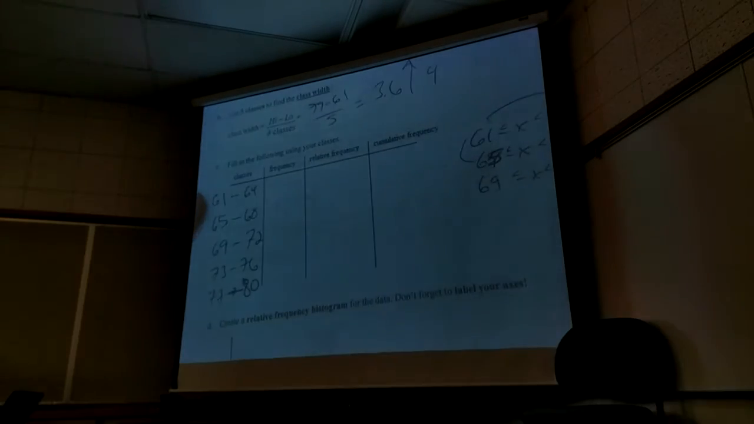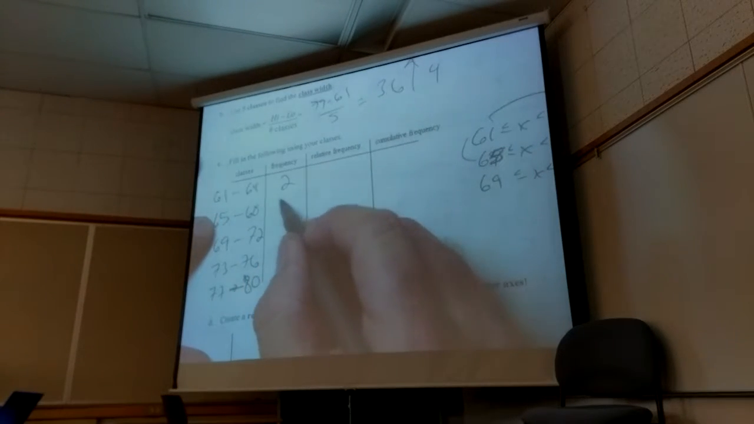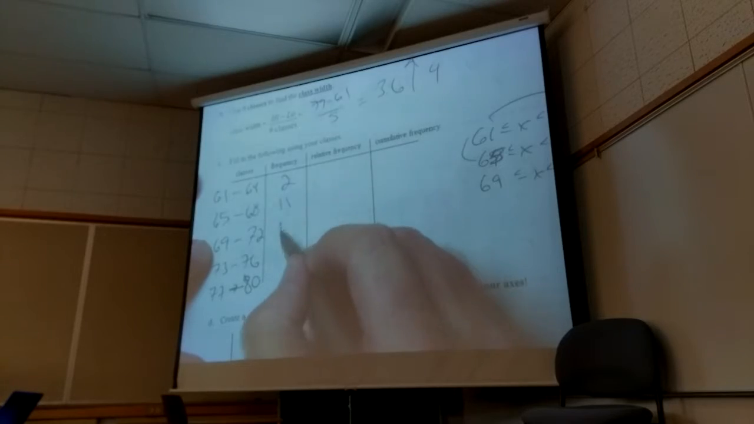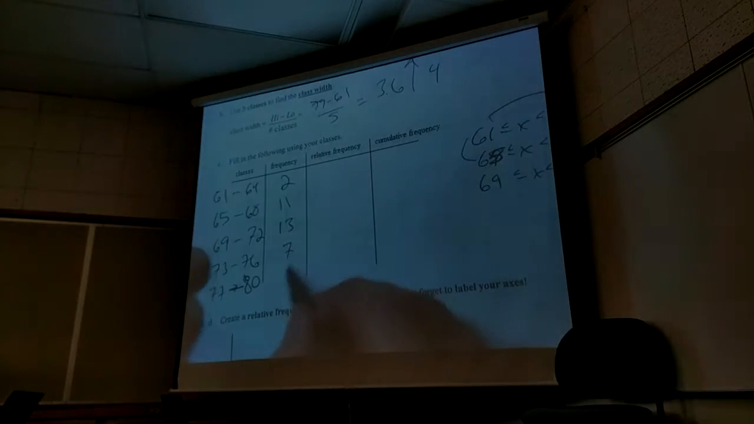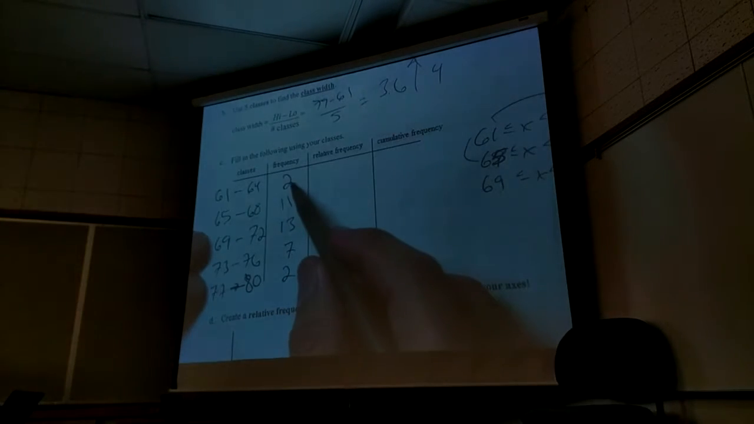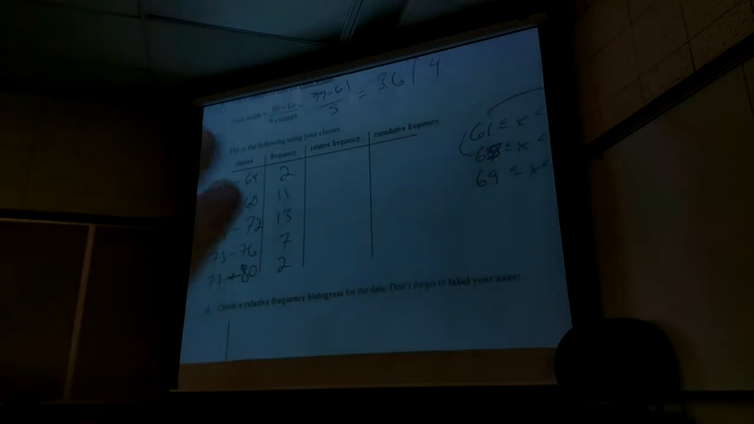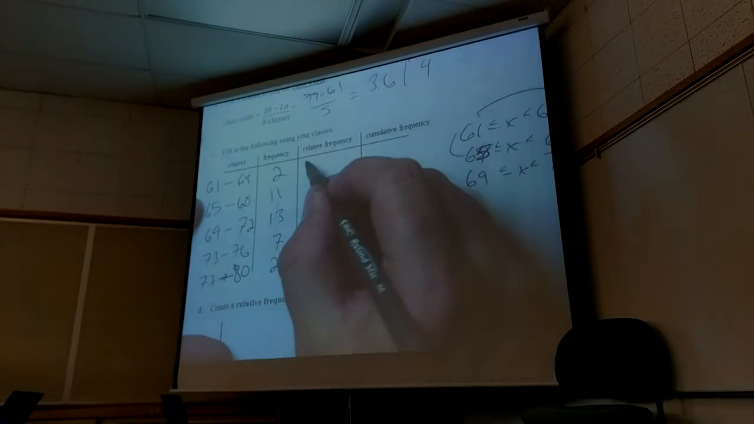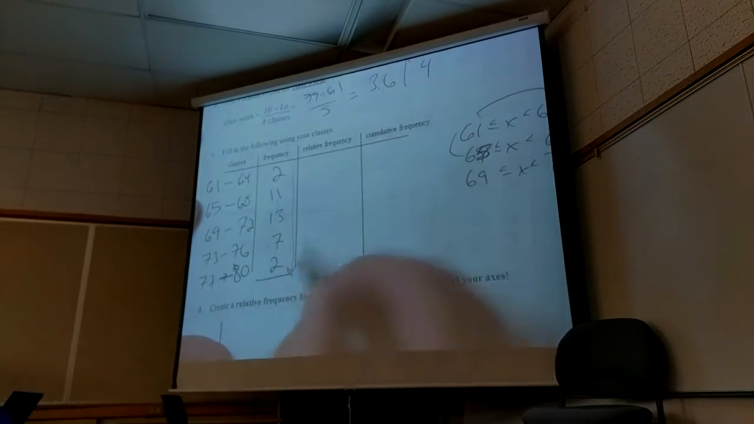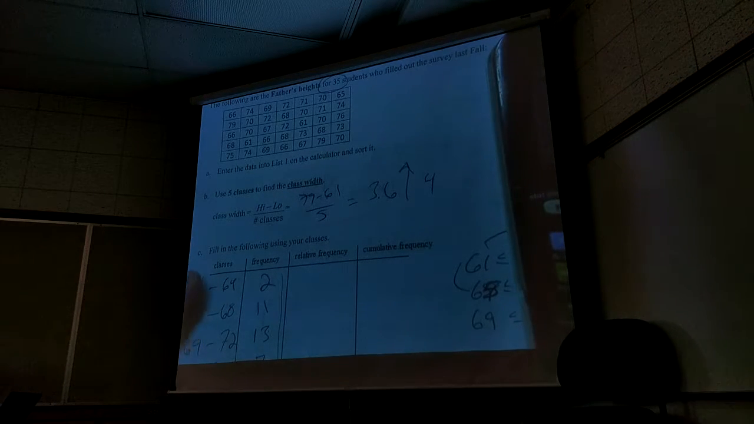Okay, I like it. So the frequencies here, what did you guys get? 2. 11? 13? 7? 2. Already, can you tell that this looks roughly normal? Starts low, builds up to high, and then goes back down to low. It's not perfectly normal, but it's roughly normal. How do I get the relative frequency? What's this here? So if you add those up and you don't get 35, take a second and figure out who you missed. Don't just keep going.